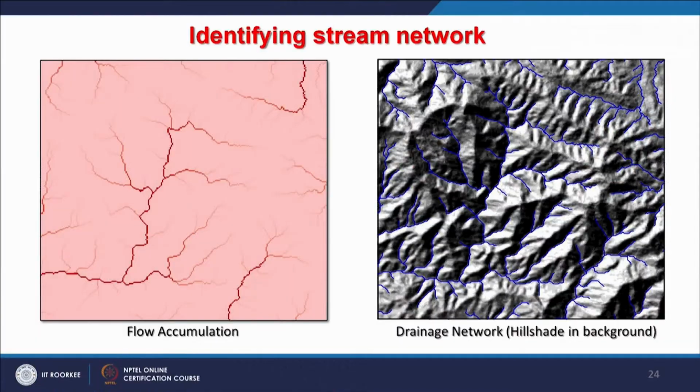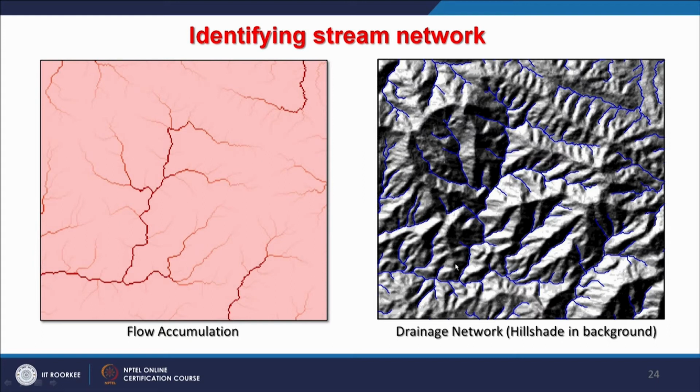Here the flow accumulation is there, and what we are seeing here is the drainage network in the form of blue lines, and in the background a hillside has been put here just to show how, if this becomes the watershed boundary, and at this outlet as you can see, the drainage is just going through here.